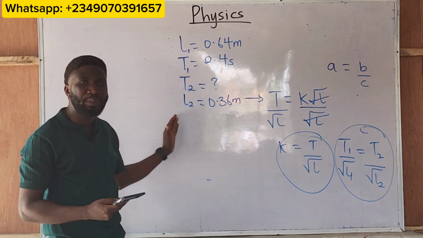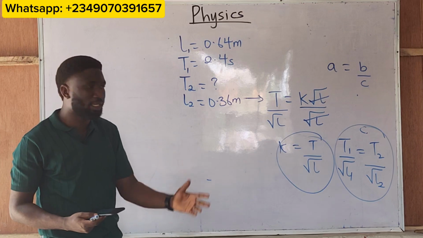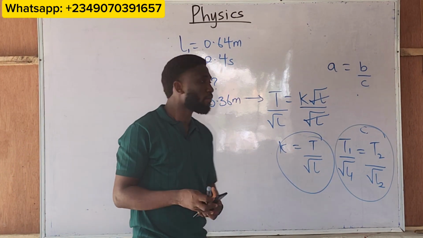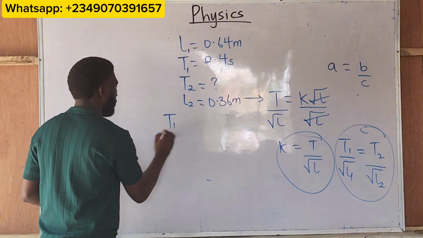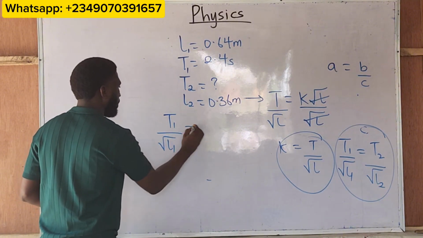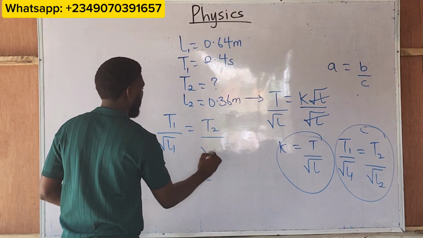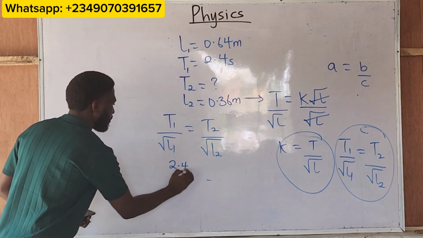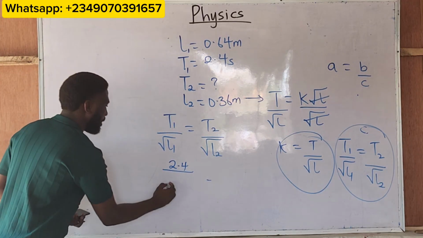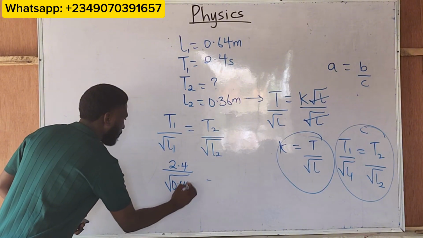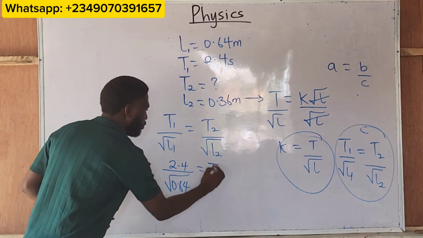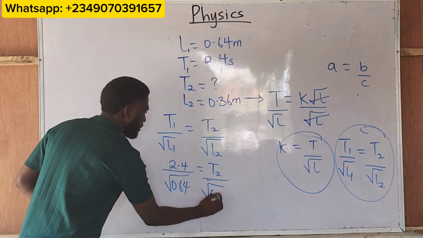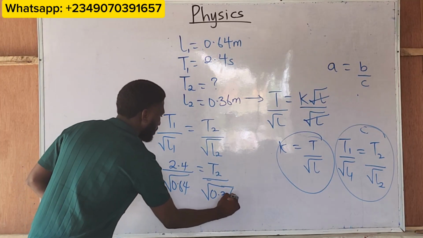So what are we doing? Having known the connection between the period and the L, which is T1 over root L1, we are applying this formula. So this will be T1 over root L1 equals T2 over root L2. And what is T1? That is 2.4. What is L1? That is 0.64. What is T2? It is unknown. And then we have L2 to be 0.36.